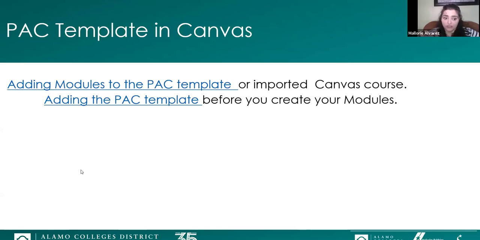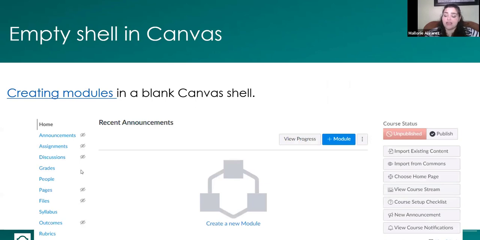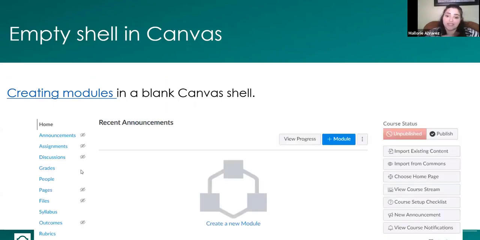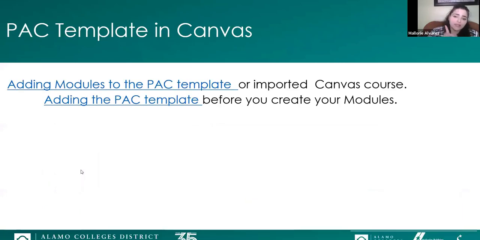The same steps that I use in adding additional modules to the pack template can also be utilized in any imported Canvas course. And then if you do have a blank Canvas shell and you would prefer to start building your modules from the template, I gave an additional video right here that lays out how you would pull the pack template into your empty Canvas shell. So real quick, I will just play one of these videos, and since a majority of instructors have a tendency to build and import a Canvas course, I'm going to play the video about adding modules into a pack template.